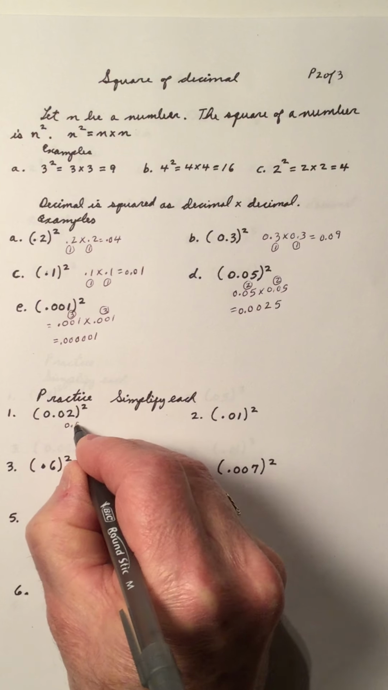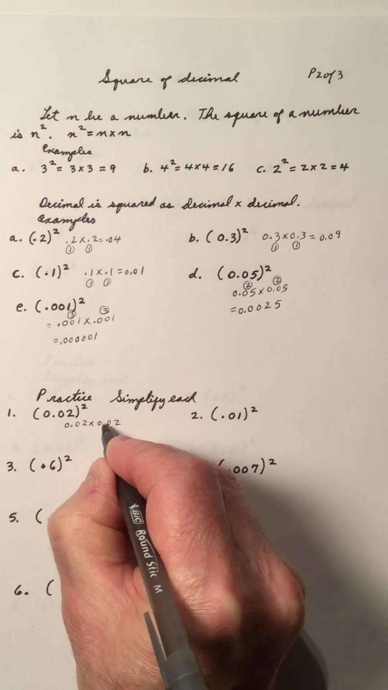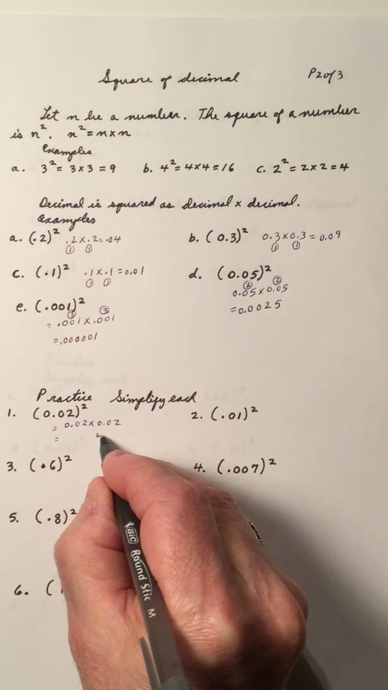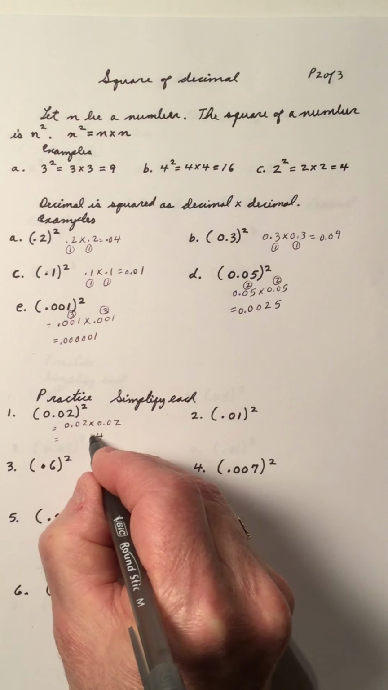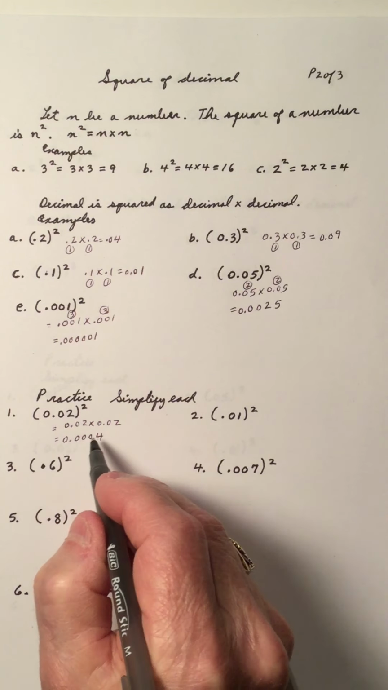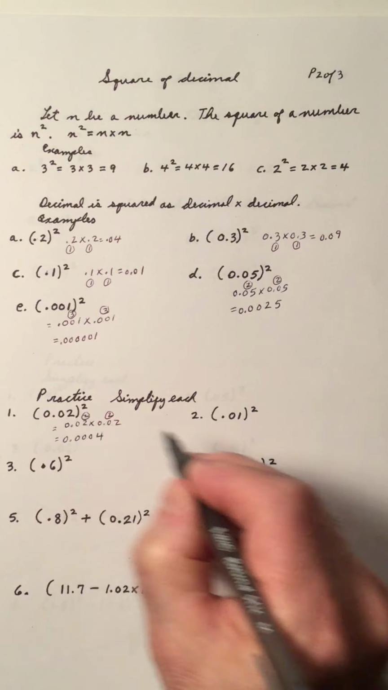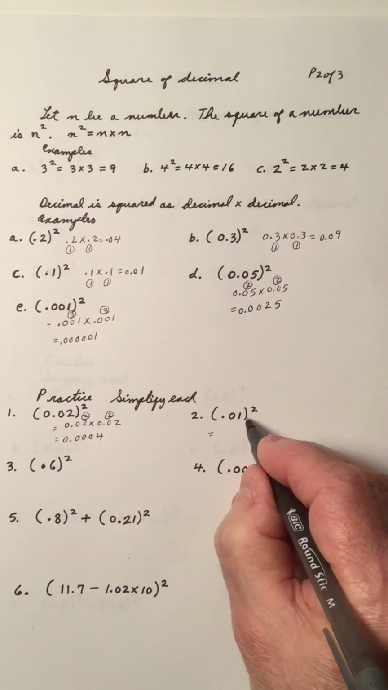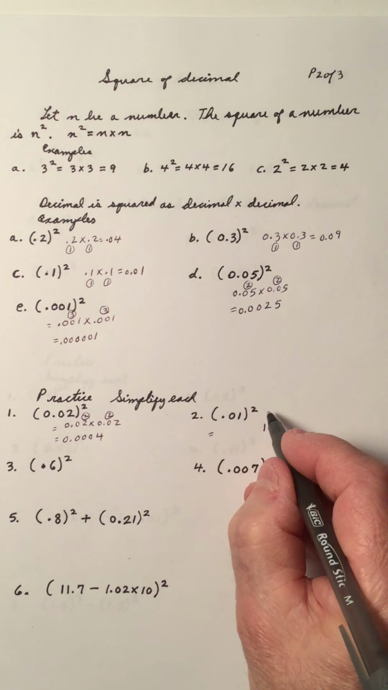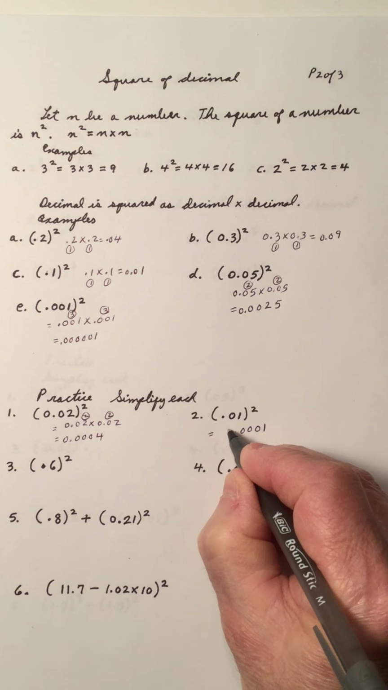So 0.02 times 0.02. Now, you wouldn't have to write these down. You could just say 2 squared is 4, and you've got 4 decimal places. But writing them down, you can see what's happening. There's 2 decimal places there and 2 there. Again, you could square 1 to get 1, and you've got 2 decimal places and 4 decimal places, so you could do it like that.